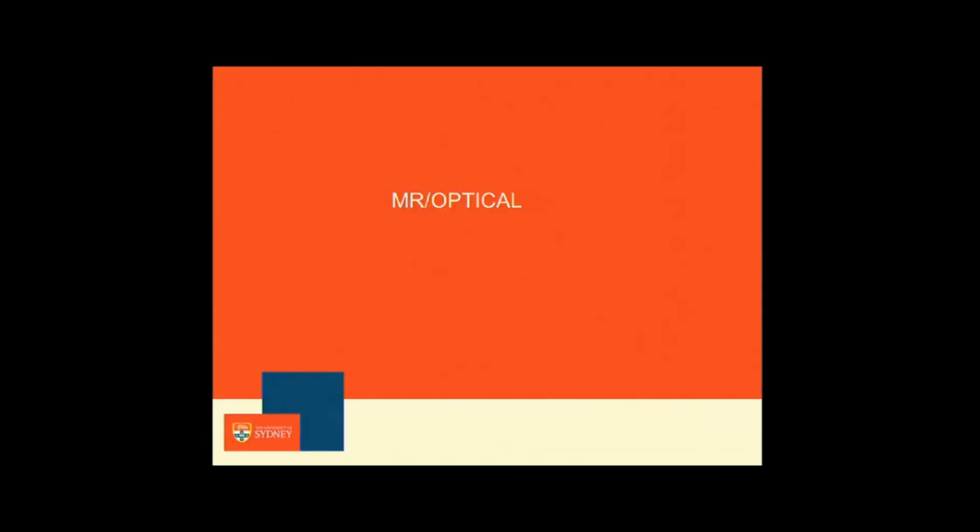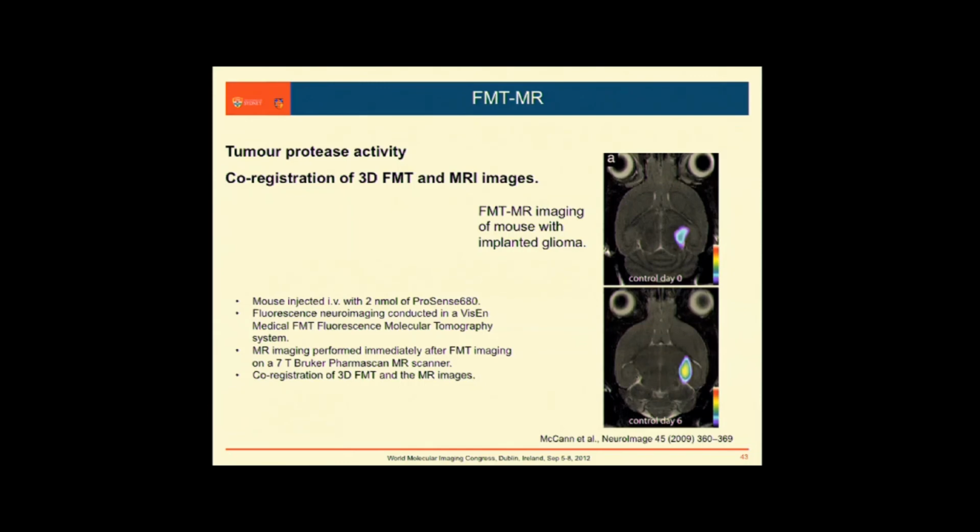Optical imaging has also been combined with MRI. This slide illustrates serial fluorescence molecular tomography, or FMT, and MR hybrid imaging in a mouse with an implanted glioma. The fluorescence imaging was performed using a Vizen FMT system. Immediately afterwards, MR imaging was performed in a Bruker 7T MRI. The two studies were then co-registered using automated image registration software. Results here show tumor protease activity on two separate days, 6 days apart, as the tumor developed.